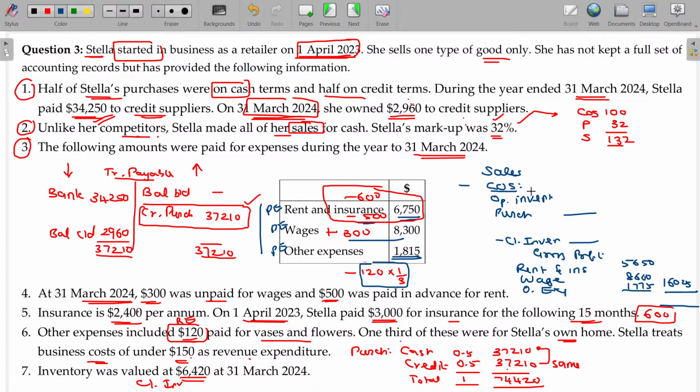Now we have been given closing inventory being 6,420. Purchases we already calculated, 74,420. What about the opening inventory? Newly started, definitely opening inventory is not applicable. So from 74,420, 6,420 is subtracted to get the cost of sales. The cost of sales in this case being 68,000 rupees.